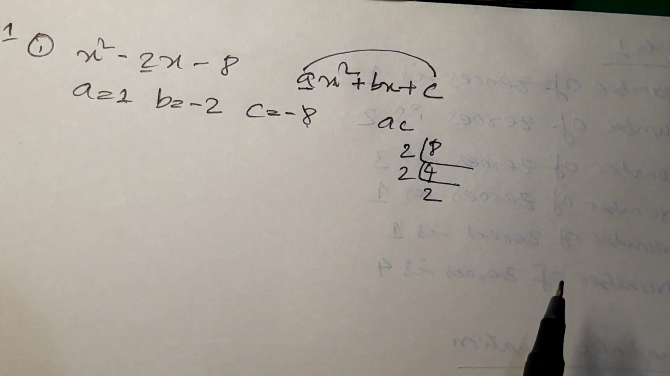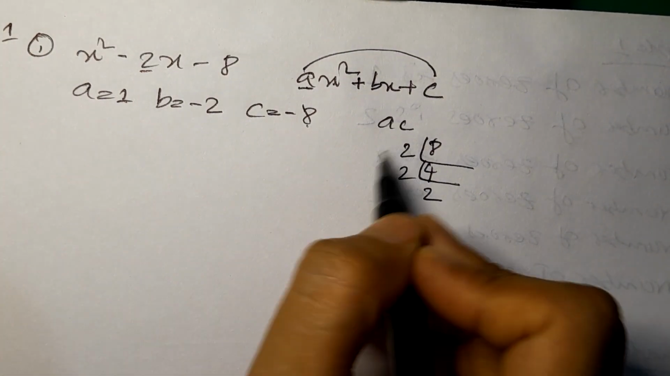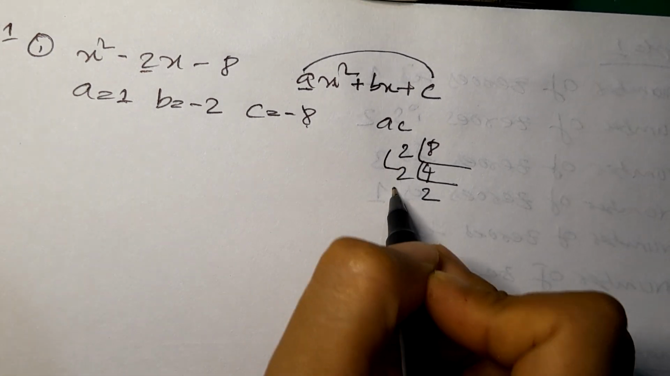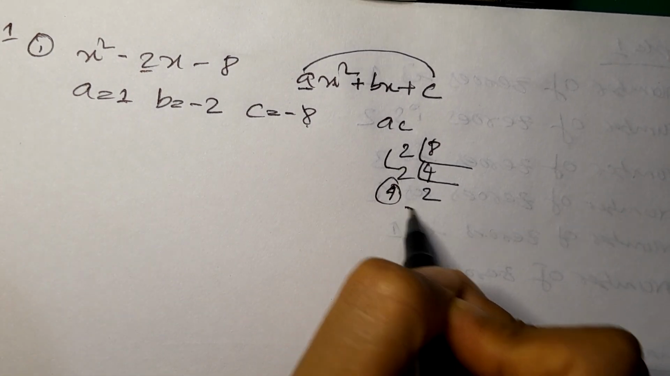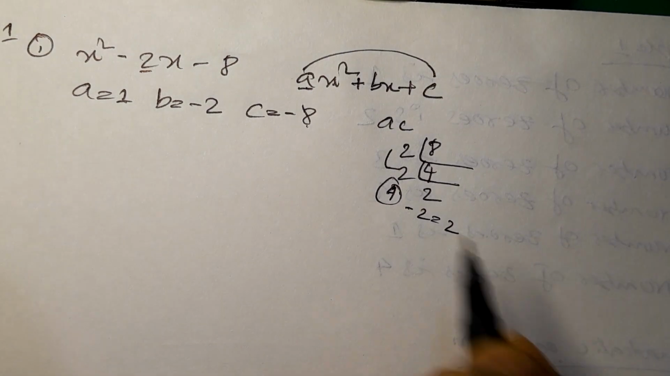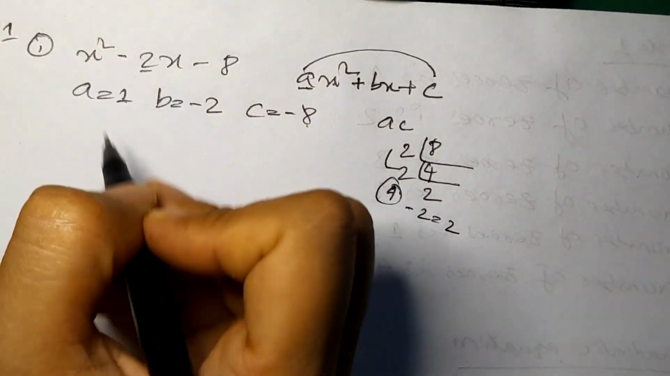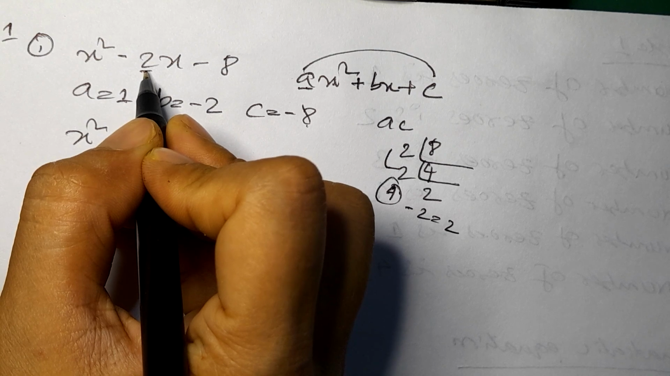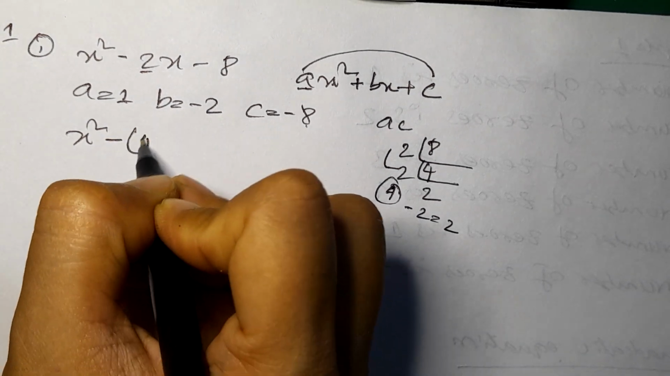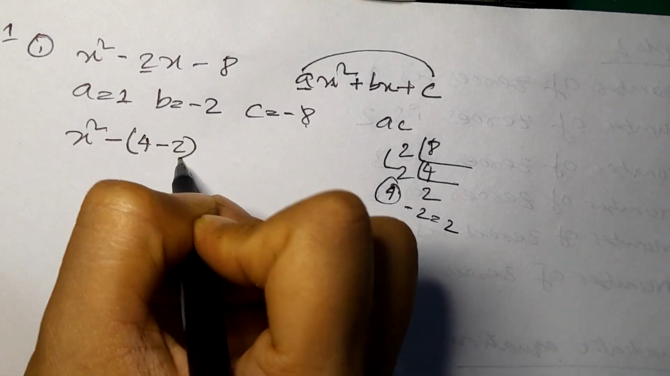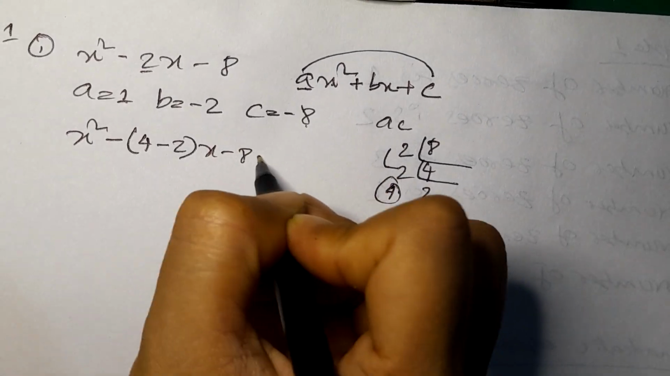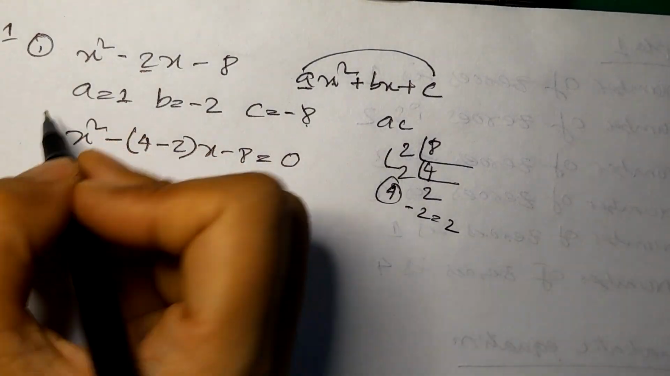So I need 2. How are you going to do it? You have to use all the numbers. How many 2s do you have? Three 2s. So two 2s are 4. 4 minus 2 is equal to 2. So I got 2. So it will be x square minus, in place of 2, you are going to write now 4 minus 2. 4 minus 2 is 2. x minus 8 equal to 0, you can write this side equal to 0.